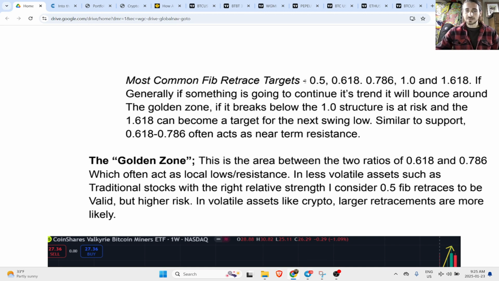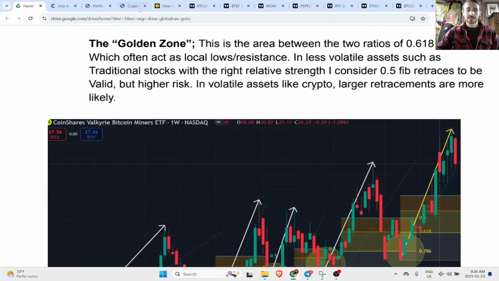Yeah, so in traditional markets, you might be looking more at the 0.5 to the 0.618 as your golden zone, but really focusing more on that 0.618. And then with highly volatile assets like crypto, that 0.618 to 0.786 is my more preferred golden zone. Generally, if something's going to continue its trend, it'll bounce around the golden zone. If it breaks below the 1.0 structure, so that baseline Fibonacci, it's essentially just at risk of changing market structure and continuing that downtrend. The golden zone, again, as I mentioned, is that area between the two ratios.